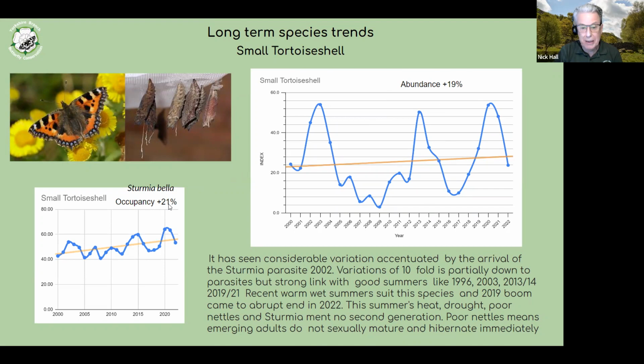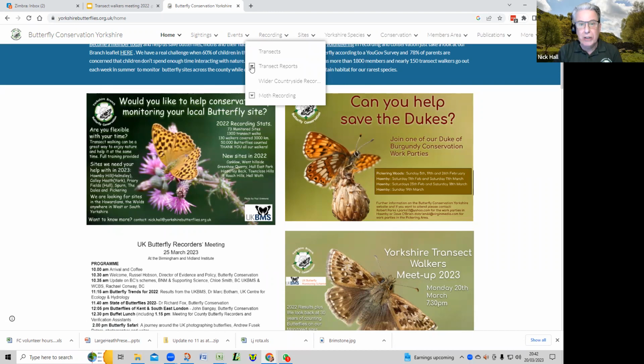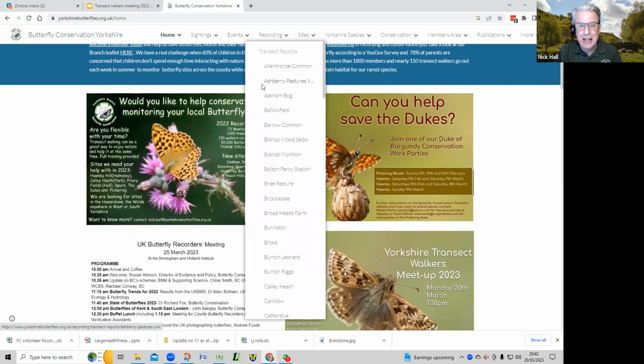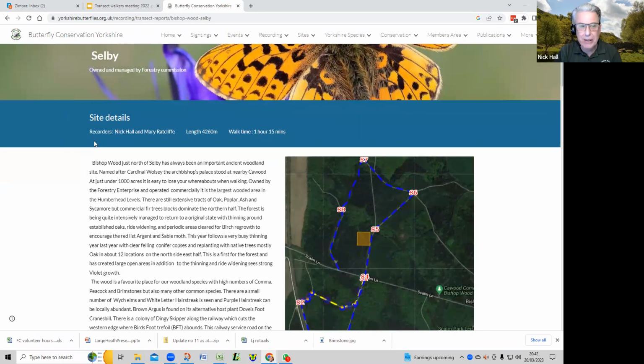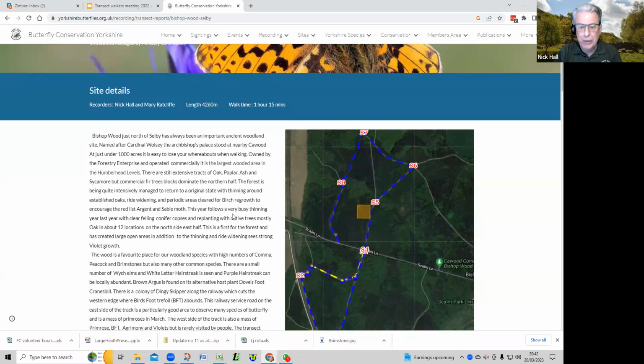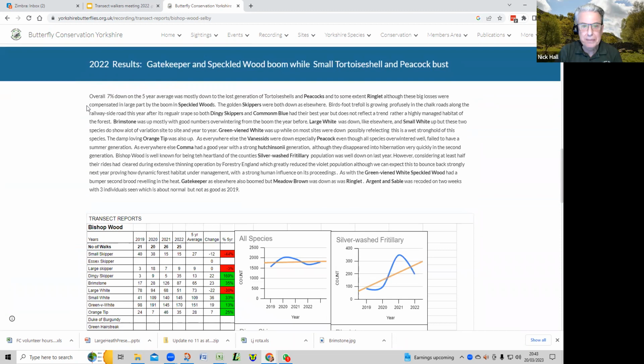Go to the website. If you haven't already discovered this, then I do recommend you go and have a look. So these are the Transect reports for each of your sites. This is something I do every year. It's a massive job, but I do enjoy doing it. Let's just look, say, at my particular site. So this is Bishop Wood, Forestry England, in Selby. Here you see the walkers, how long it takes us, the length, the route, the sections, where those species happen in those sections, which is often interesting to know, and a report on this season, which goes here.